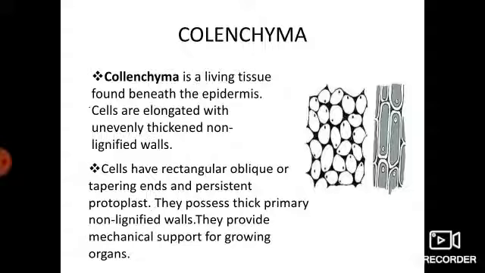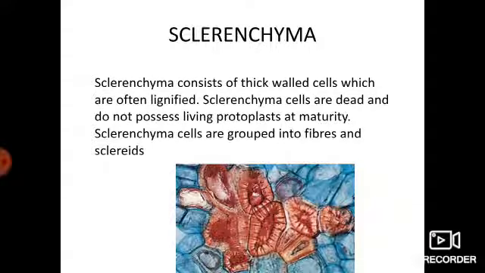Then the last simple permanent tissue is sclerenchyma. Sclerenchyma consists of thick-walled cells which are often lignified. Sclerenchyma cells are dead and do not possess living protoplast at maturity. Sclerenchyma cells are grouped into fibers and sclereids. So, regarding sclerenchyma, you have to remember that they are dead cells, but other cells like parenchyma and collenchyma are living cells.